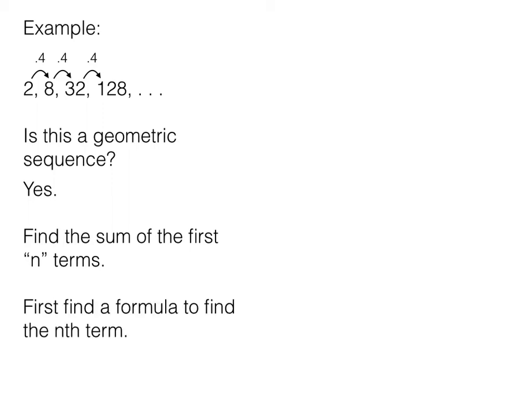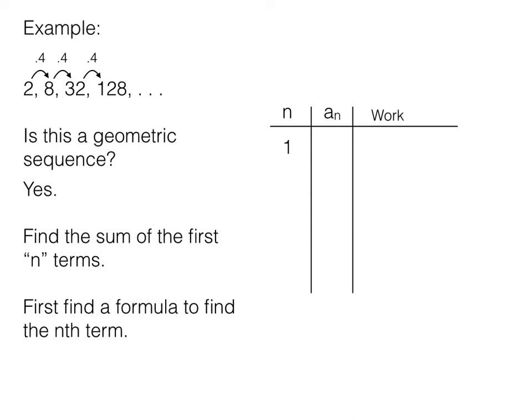In other words, we need to find a formula for this geometric series. In order to do that, first we need to find a formula for the nth term of the sequence. So we know we can make the table. The first term is 2, second term 8, third term 32, fourth term 128.